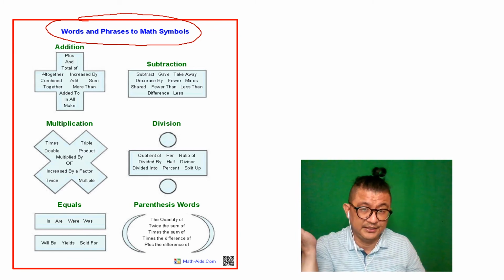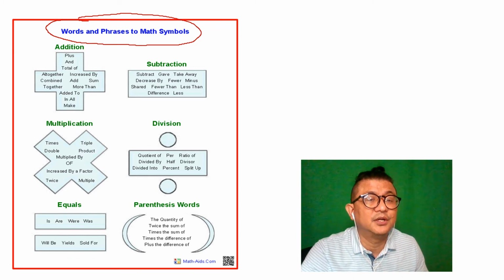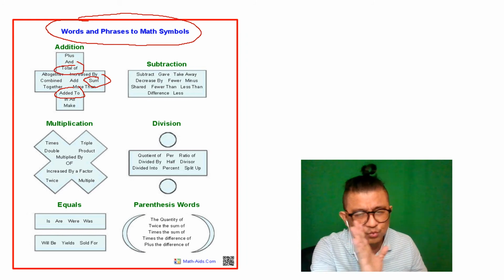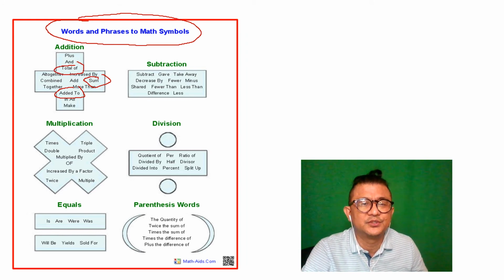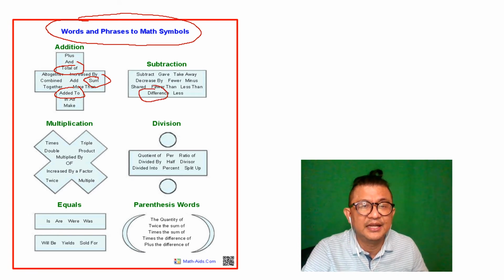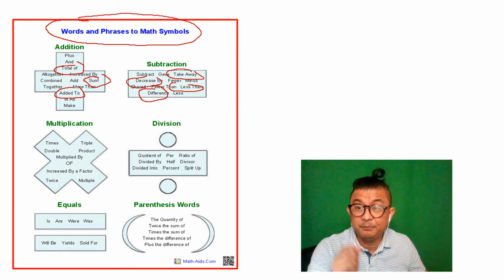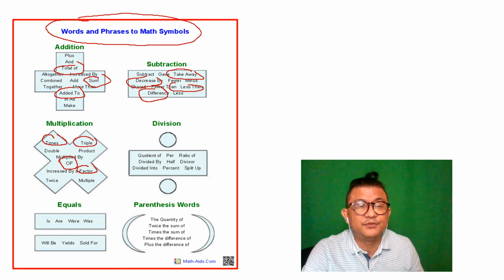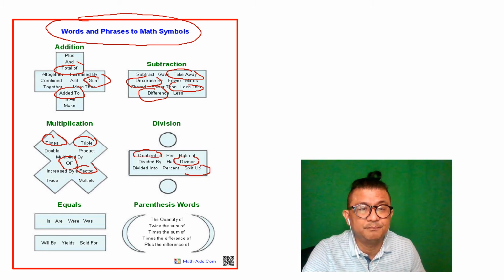Okay, you see the symbols here, right? All the symbols are here. So in addition, you have words like sum, added to, you know this one, the total of. Read all those words. In subtraction, you will see words like difference, less than, take away, decrease, and other words. Read them all. For multiplication, of is very popular. The word of, all right? The factor, times, of course. Triple means what? Times 3. In division, you remember the words quotient, divisor, split up evenly.